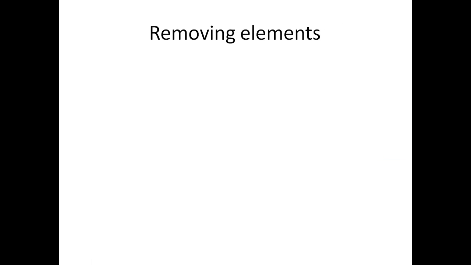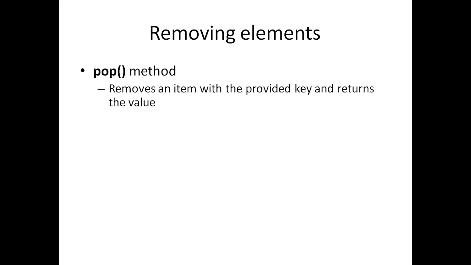Now the next topic is how to remove elements from a dictionary. We have already mentioned it is mutable, so we can remove elements also. There are different methods. First one is the pop method. Using the pop method, we can remove a particular element. It removes an item with a provided key and returns its value. You will see the example, then you will understand. So using the pop method, we can remove a particular item.